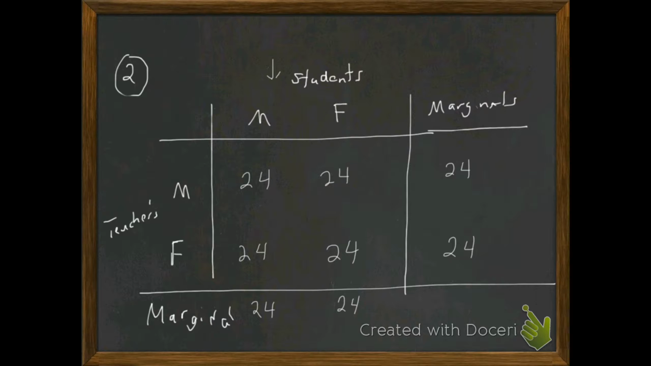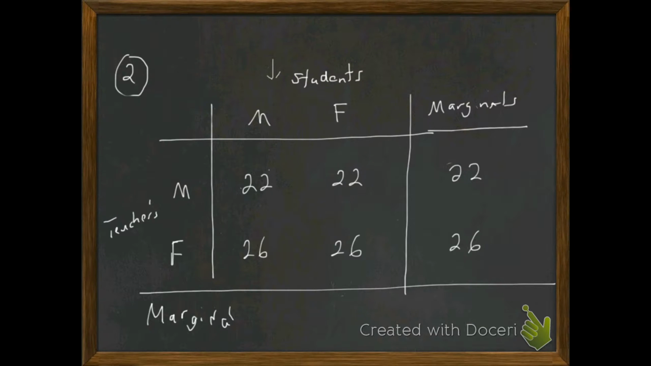Now this situation, let's go with the following scenario. Let's say that we have 22, 22, and 26, and 26. So the marginal means here for the male teacher has an average of 22. For the female teacher has an average of 26, but the male students had an average of 24 and the female students had an average of 24.